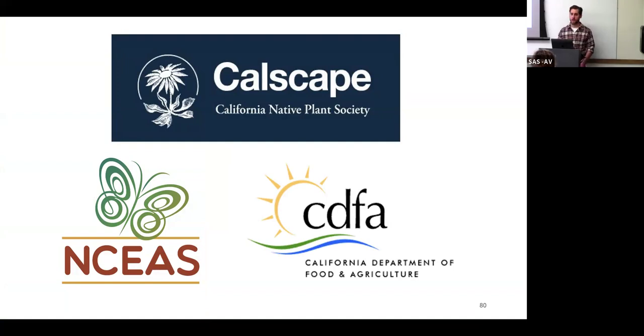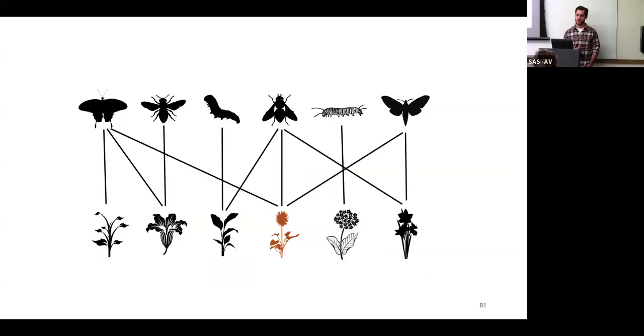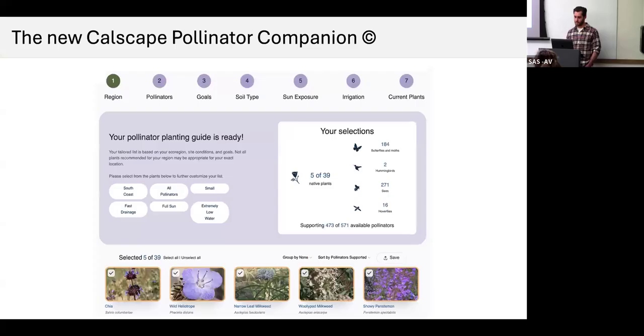And so this is something that my research group and I have been tackling over the last few years. So in a big collaboration with a bunch of groups in California, the California Native Plant Society, National Center for Ecological Analysis and Synthesis, and the California Department of Food and Agriculture, we've been compiling a bunch of plant-insect interaction data and analyzing these interaction networks. So we can see which insects are visiting which plants for host plants, for nectar plants. And by analyzing these networks, we can identify what we call keystone plant species. And those are often the plants that are supporting the greatest number of insect species in the community.